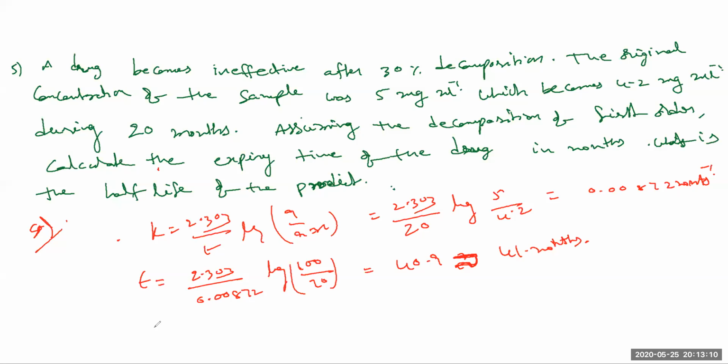Right, next, you asked T half also. T half is equal to 0.693 divided by K, 0.00872. By calculating, 79.4 months. Okay.